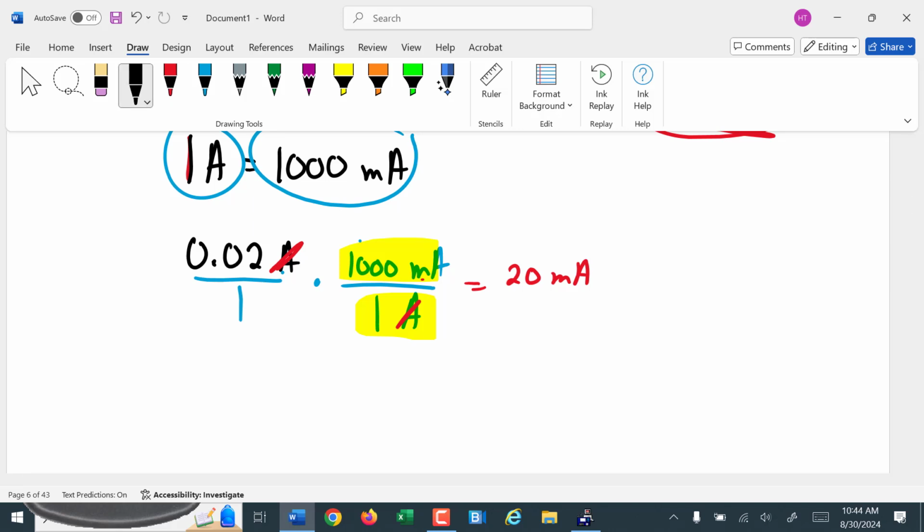The amp cross cancels out. 0.02 times 1,000 gives us 20, and the units we have left are milliamps.